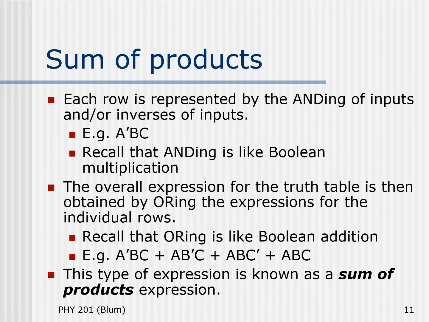So in this approach, you take the rows which have 1s as output, and you write your expression for them, which will involve ANDs and NOTs, or inversions. For instance, A prime B C. So that's an expression for a row.